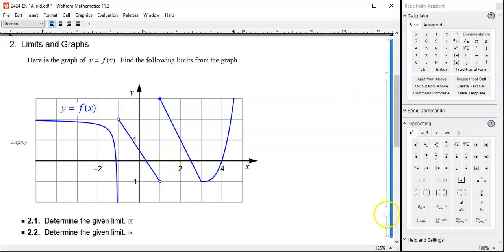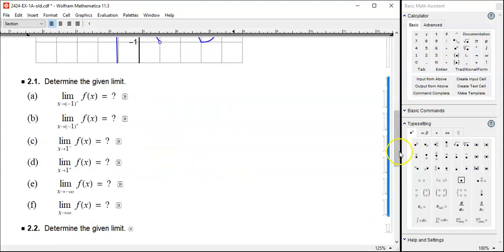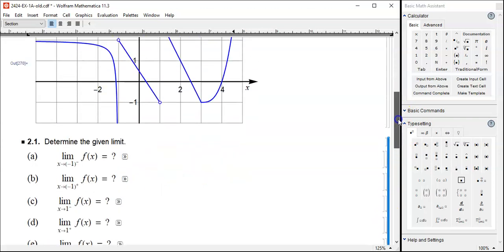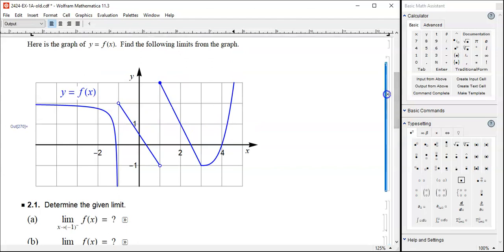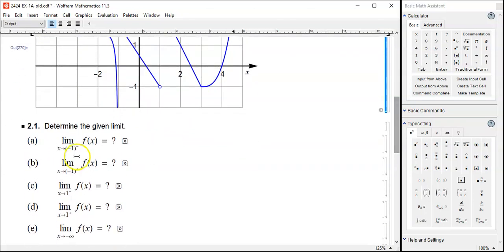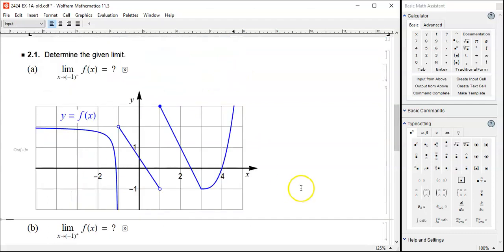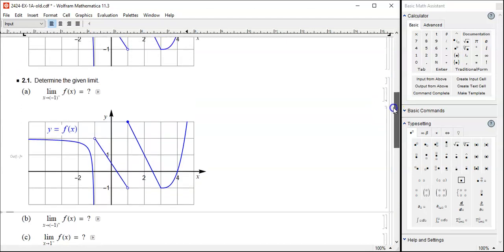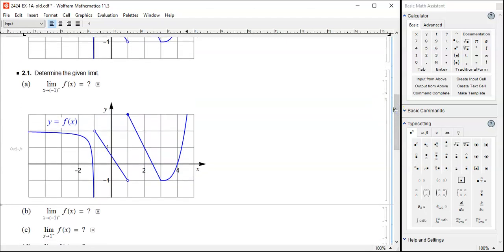Okay. Determine the given limit. And we have, well, all these problems. It's kind of difficult to see the graph and problem in the same viewing window. So let me move my graphs around. And I don't need font that big. Okay, let's do it.